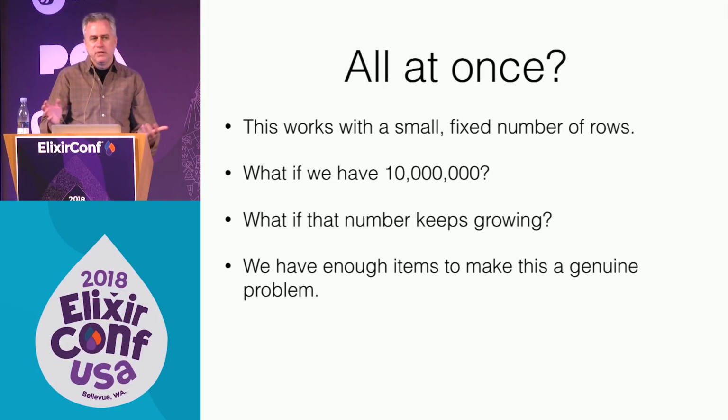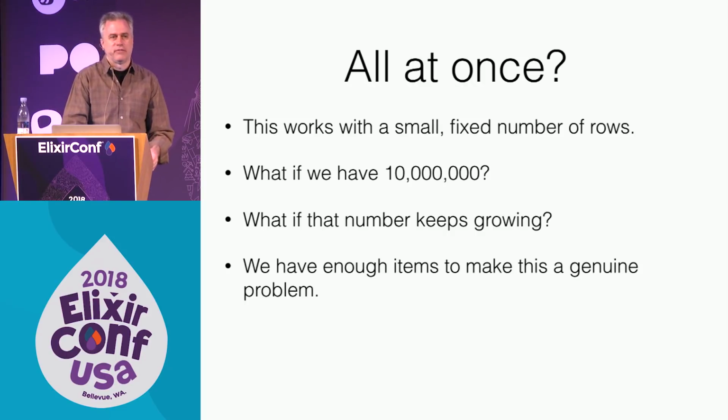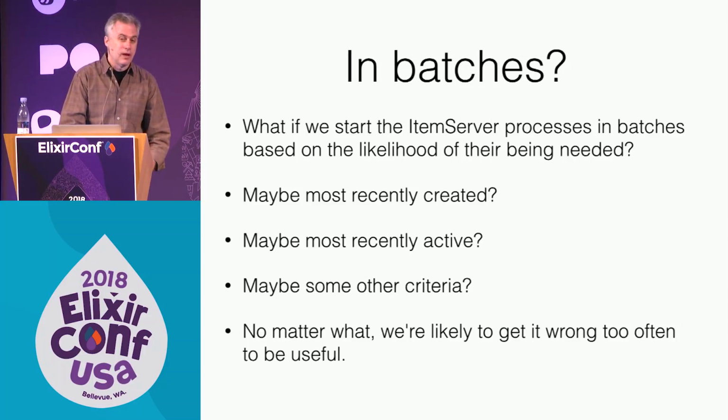So what if you've got millions of rows? What if your number of rows keeps growing? How are we going to do this in a genuine way? We had enough that this was actually not going to work. Starting them all at once wasn't going to work. So then we thought, well, maybe we could start them in batches. We could create some heuristic about which ones we're going to need first. And I mean, we all work with computers. That's not going to work. We're going to get it wrong. Right, so that one was out.